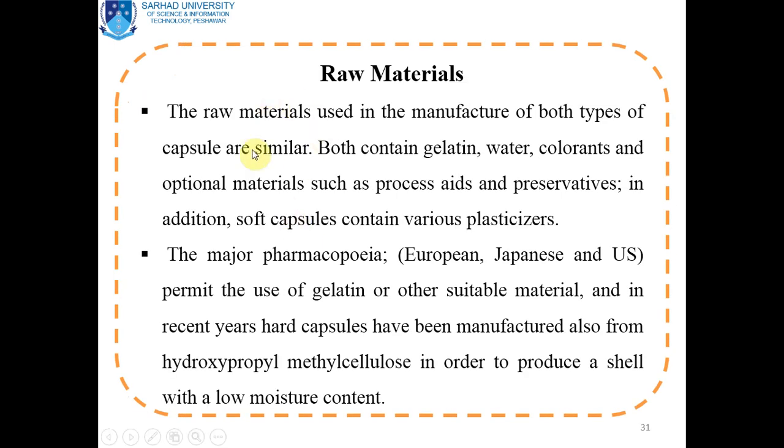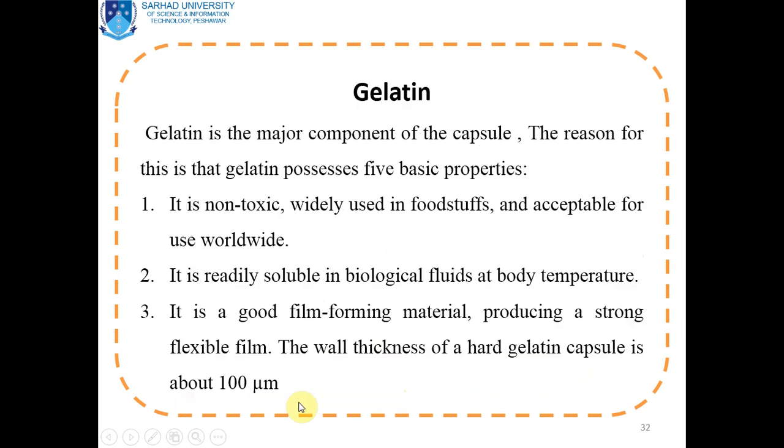Raw material. The raw materials used in the manufacture of both types of capsules are similar. Both contain gelatin, water, colorants, and optional materials such as opacifiers and preservatives. In addition, soft gelatin contains various plasticizers. The major pharmacopoeias, like European, Japanese, and US, permit the use of gelatin or other suitable material, and in recent years, hard capsules have also been manufactured from HPMC, that is hydroxypropyl methyl cellulose, in order to produce a shell with a low moisture content.